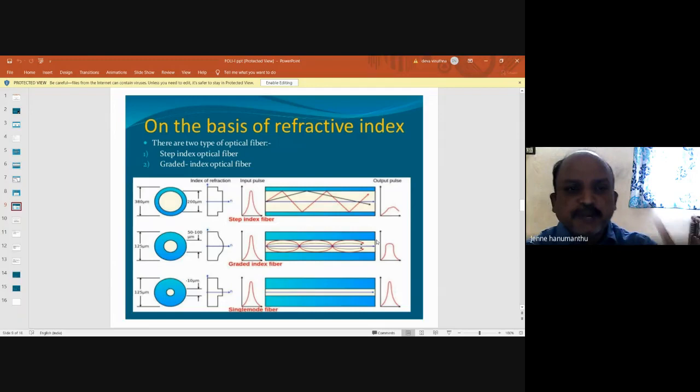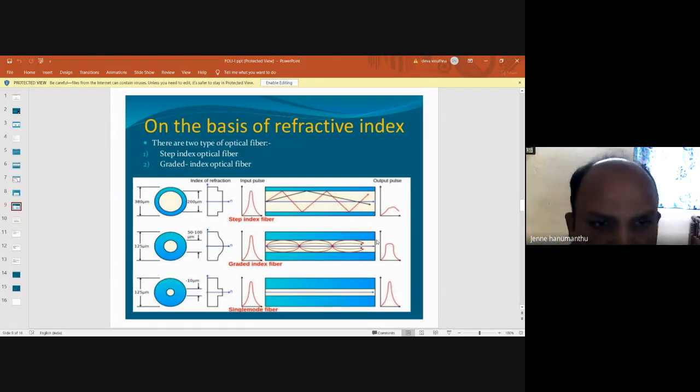We are representing step index and grade index by this. See this diagram. Refractive index, step index optical fiber is represented by sharp solid lines like this, in a zigzag manner. But the light within the grade index fiber is represented like this, smooth curves. Right? We are differentiating like this.